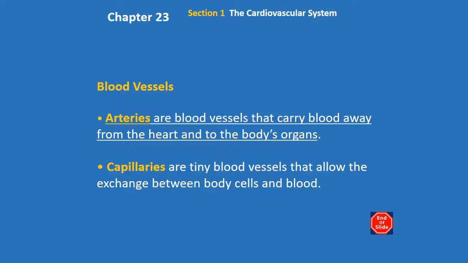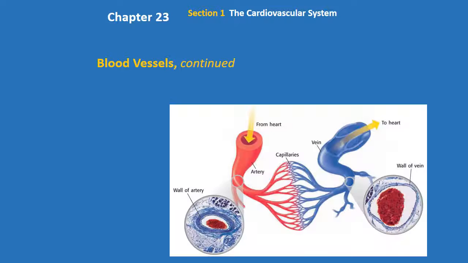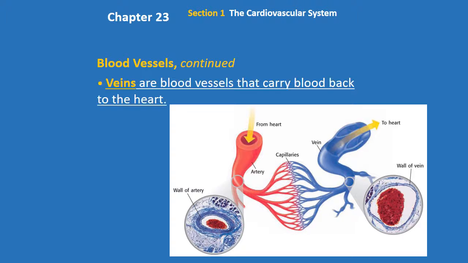Capillaries go and exchange oxygen and carbon dioxide and nutrients and water to and from your cells. The veins are blood vessels that carry blood back to the heart. Veins carry blood back to the heart.